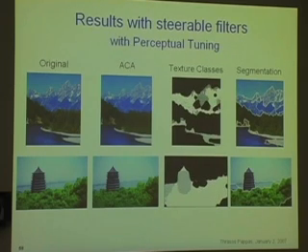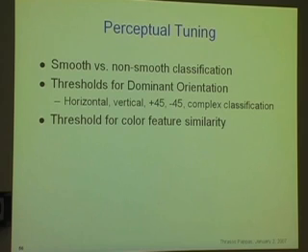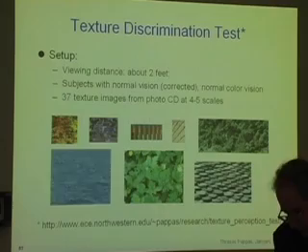So you notice some difference in the texture, and also in the color similarity. You get a bit of a difference. I think you get some improvement. We want to do systematic tests to show this consistent improvement, but overall we found that it helps. So the way we do the perceptual tuning is we want to decide, again, the smooth versus non-smooth thresholds, thresholds for dominant orientation, and threshold for color feature similarity.